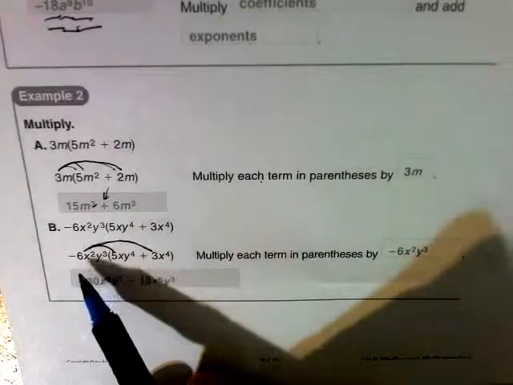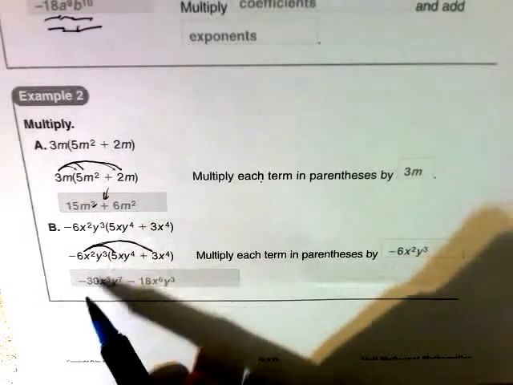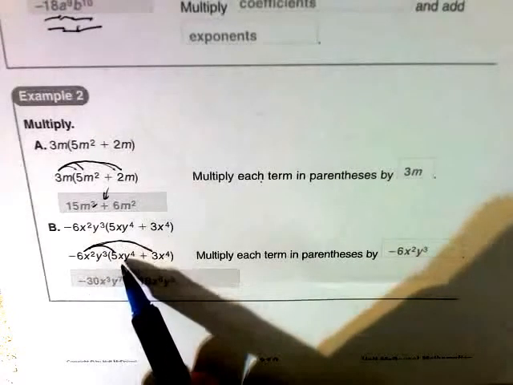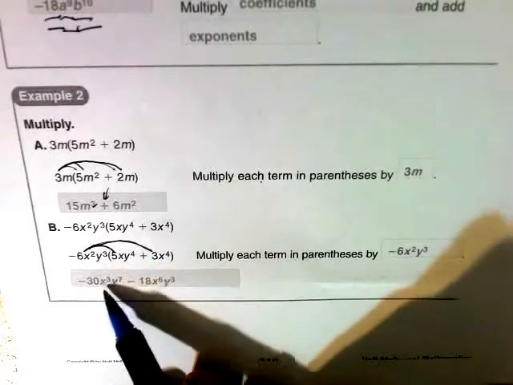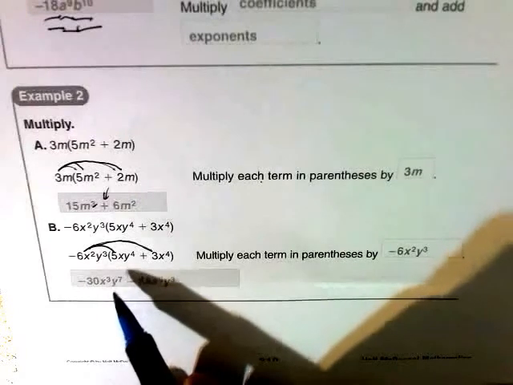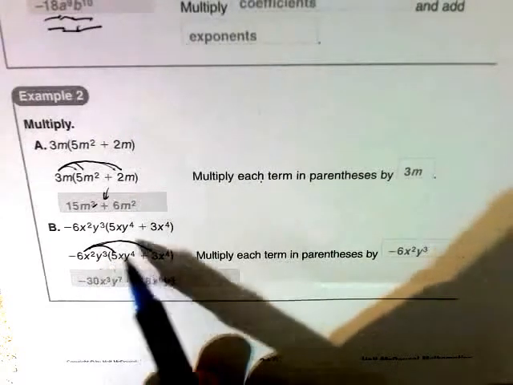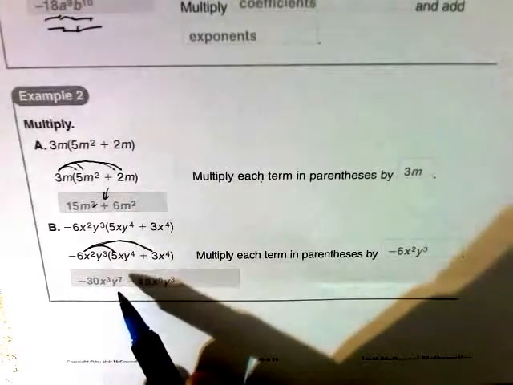So let's take the negative 6 part through to the 5 part. Well, the negative 6 times 5 is going to give me negative 30. X squared and mystery x here doesn't have an exponent, so that's a 1. X to the first are going to combine to make x cubed. Remember, we're adding the exponents because this is a multiplication problem. And then y cubed being multiplied by y to the fourth makes y to the seventh.